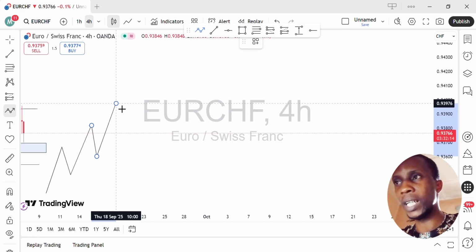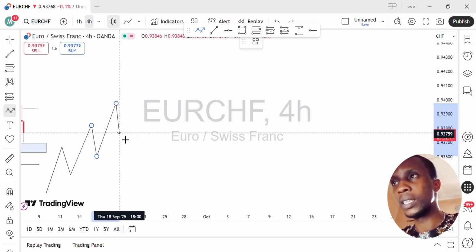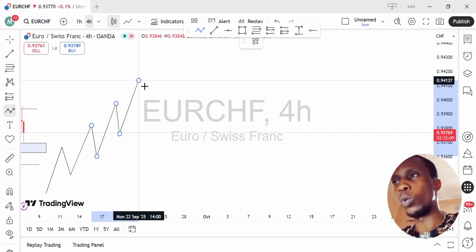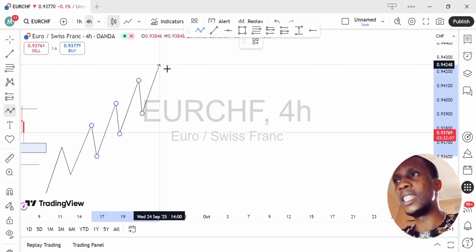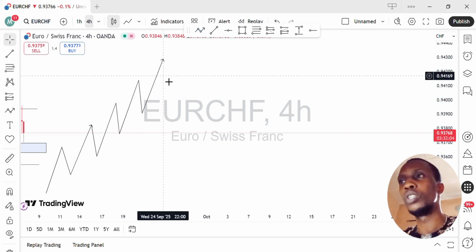Price reverses back down again, pushes up again, pulls back again, and we have another push up. This is a bullish trend. We call this a bullish market.